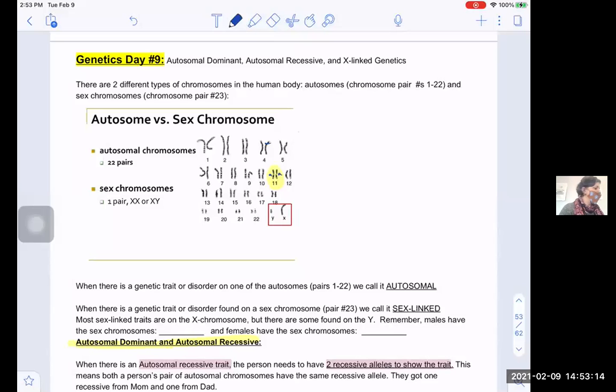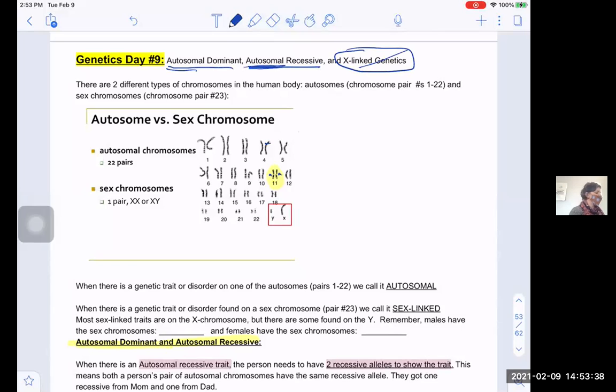All right, so today we're going to be focusing on two different ways that you can get traits passed on. We're going to skip X-linked for today because we talked about them quite a bit. You had a homework assignment on X-linked traits. So today we're going to talk about autosomal dominant and autosomal recessive.